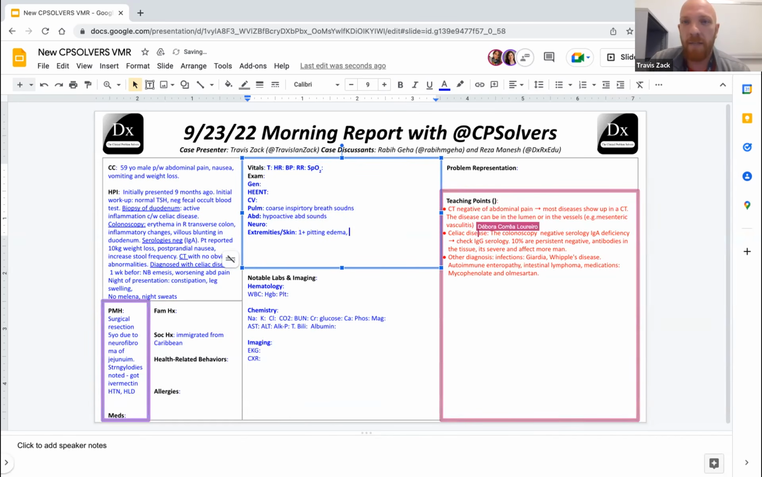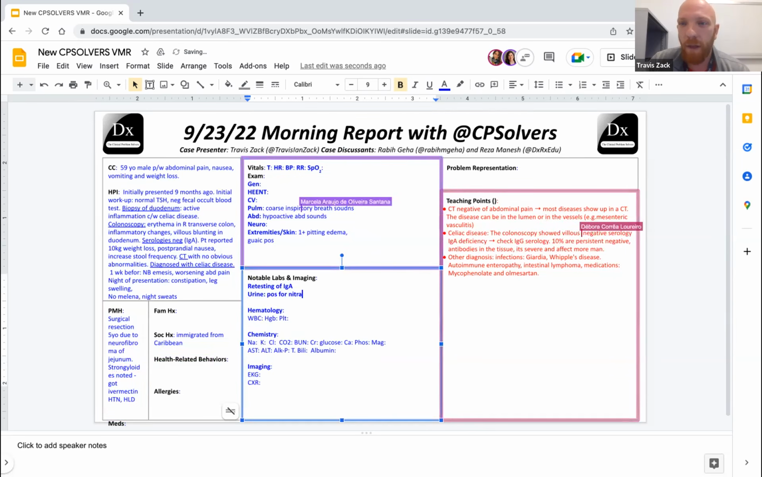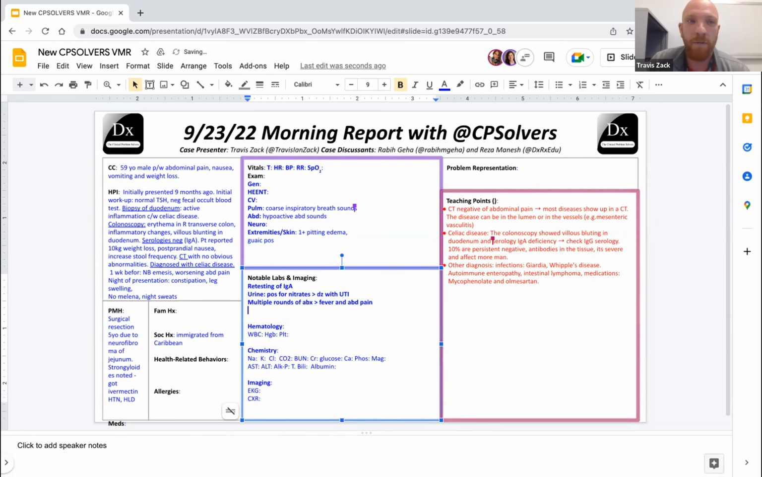The labs were all retested, and they were mostly normal, including retesting of IgA and IgG for TTG. The urine was positive for nitrates, and he was diagnosed with a UTI at that time. However, despite multiple rounds of antibiotics, he continued to have fevers and abdominal pain. On representation 9 days later, he was cachectic with a fever of 38 and a BMI of 18. Then further studies were done and a diagnosis was made.